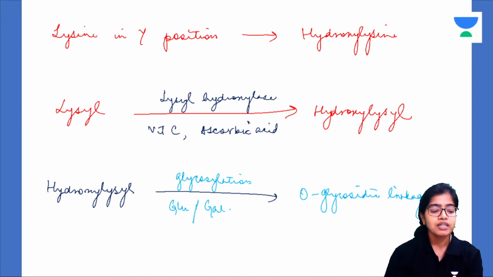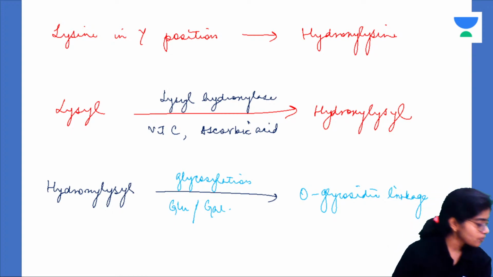Here the glycosidic linkage is between the sugar and the oxygen atom of the hydroxylysine residue. The sugar, glucose or galactose, gets attached to the oxygen atom of hydroxylysyl. But there is another glycosidic linkage where the linkage is between the ribose or deoxyribose sugar and the N, the nitrogen atom. Where is it so?